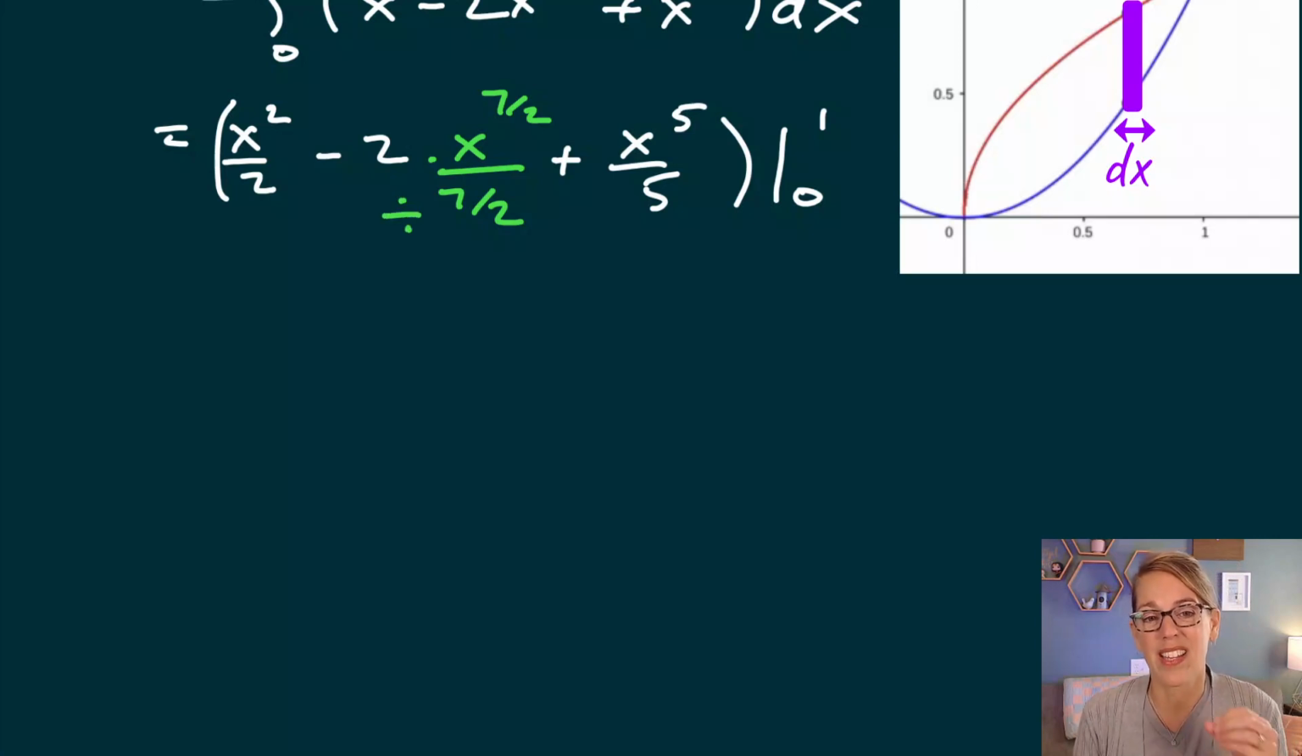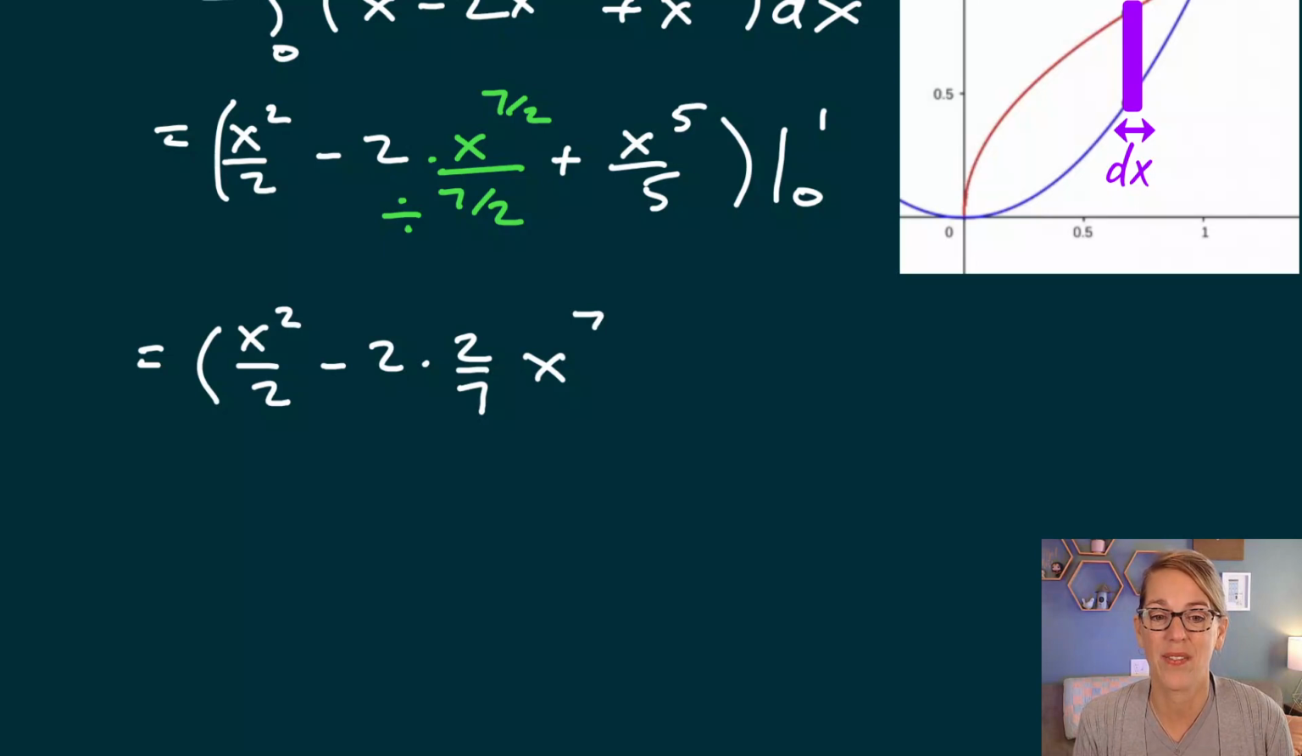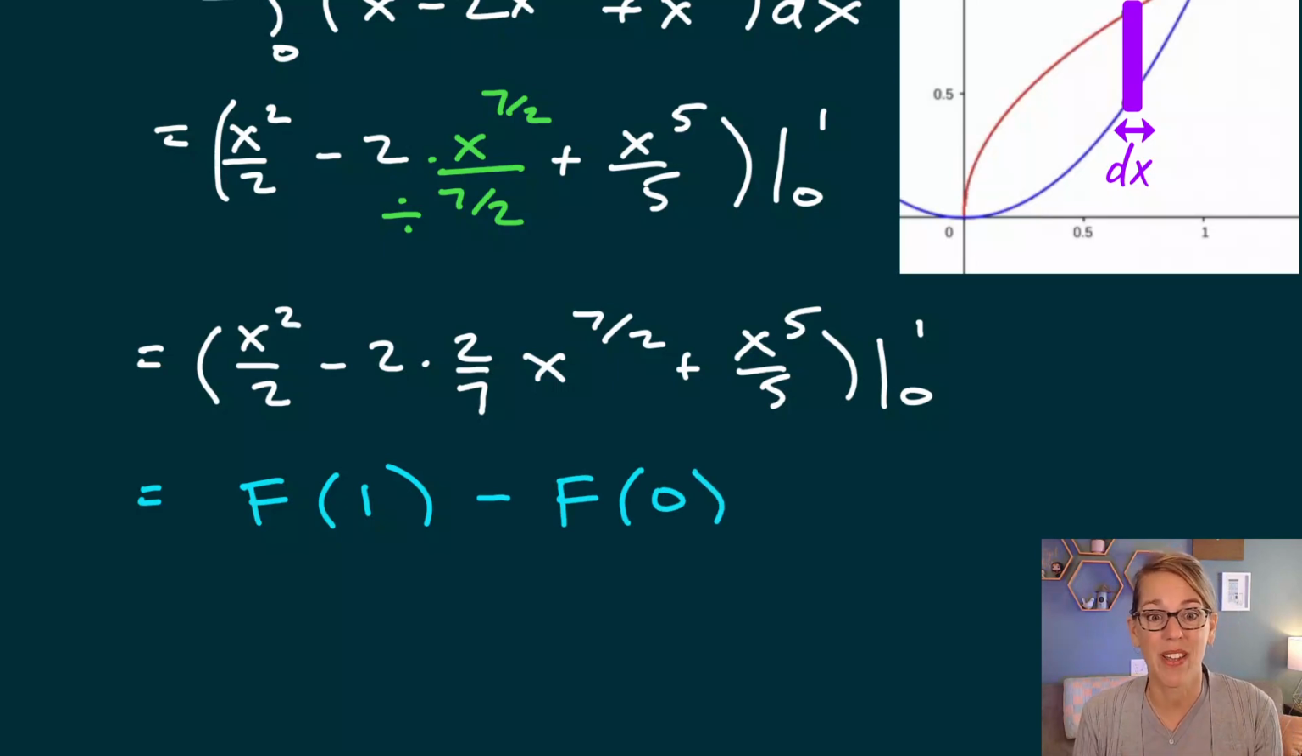Let's go ahead and simplify this a little bit further, just continuing to work the math through. I'm dividing by a 7 halves. Well, that's the same as multiplying by a 2 sevenths. So as I simplify this antiderivative, I get x squared divided by 2 minus 2 times, and I'm going to write that as 2 sevenths, x to the 7 halves plus x to the 5th divided by 5, and I'm evaluating this from 0 to 1. I want to apply my fundamental theorem of calculus part 2, so that's going to be the antiderivative evaluated at 1 minus the antiderivative evaluated at that lower limit of 0.